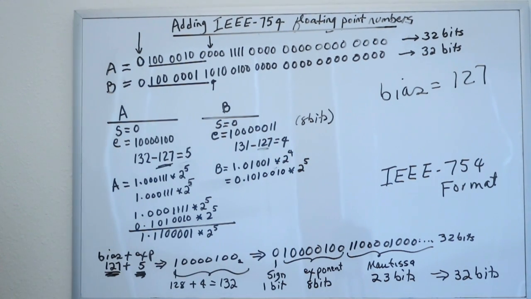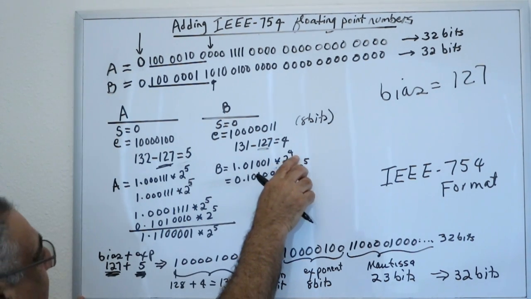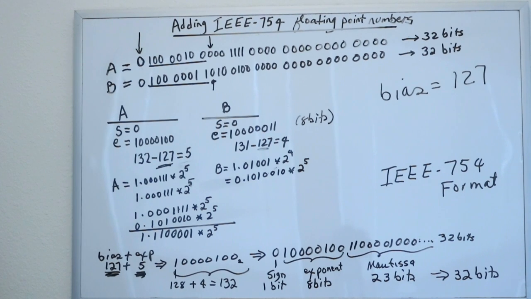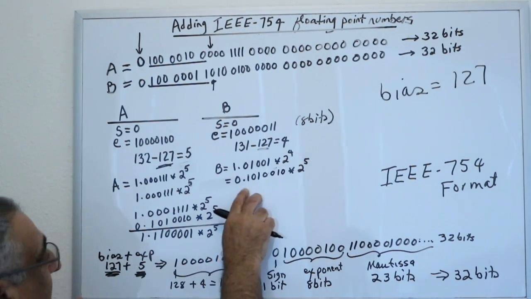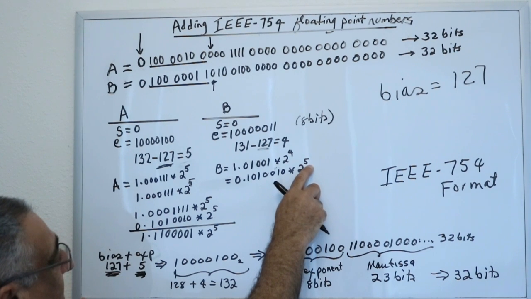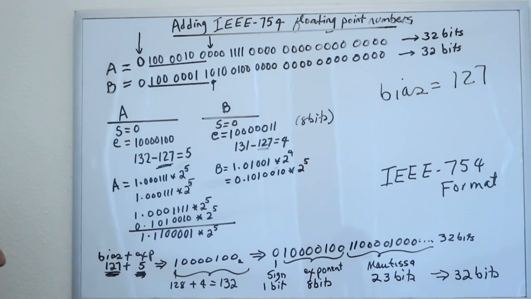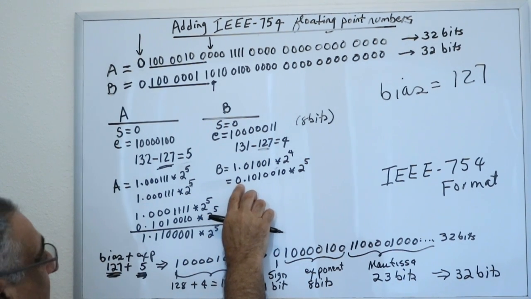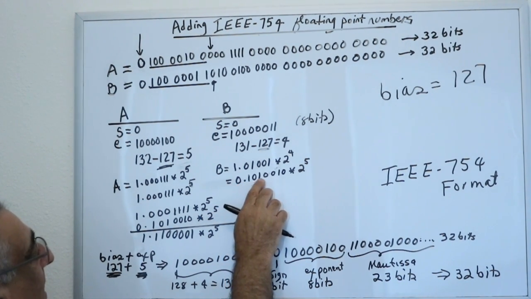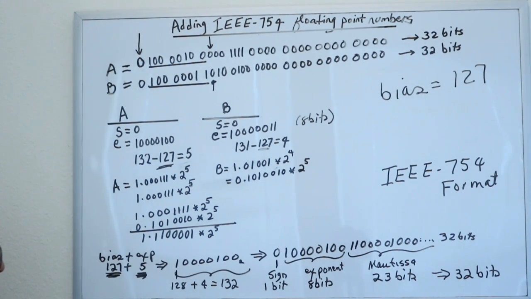Now here's the problem. Before I can add any two numbers here, the exponents have to be of the same value. So what I'll do for B, I'm going to convert this, instead of 2 to the 4th, it's going to be 2 to the 5th. So I'm going to move this 1 to the right. So this becomes 0.101001. So this is 2 to the 5th, and this is 2 to the 5th. Now I can add them.